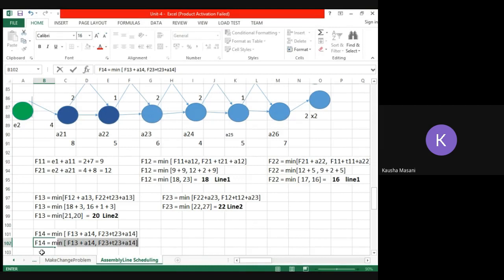F14 is equal to the minimum of F13 plus A14 which is 4, comma, F23, which is again 22, plus T23 which is 2, plus 4. So it will be 24 and 28. So 24 from line 1.